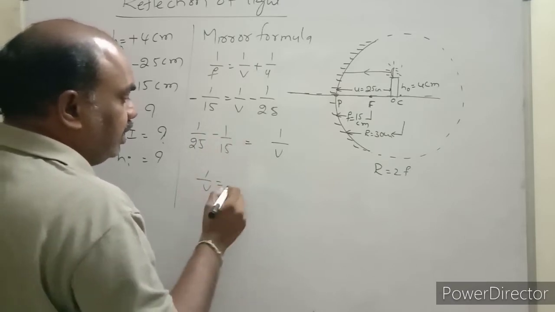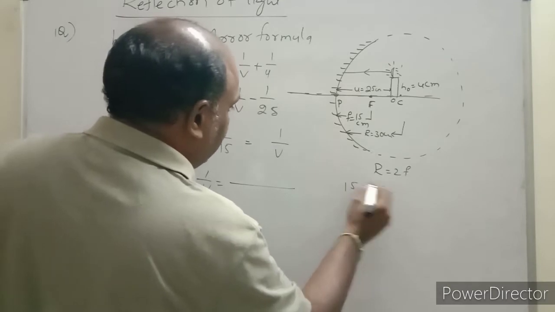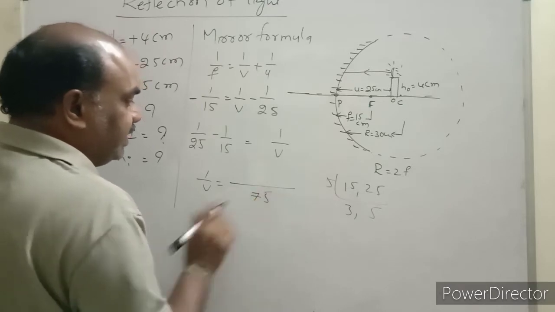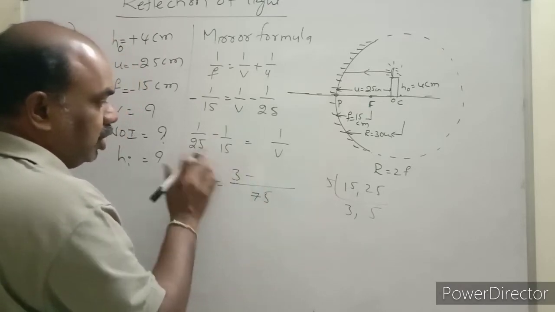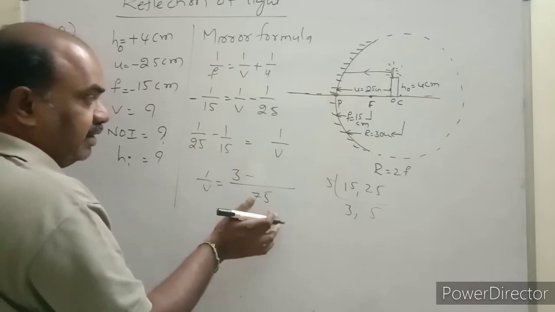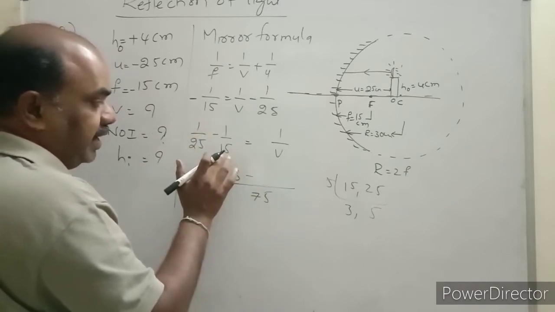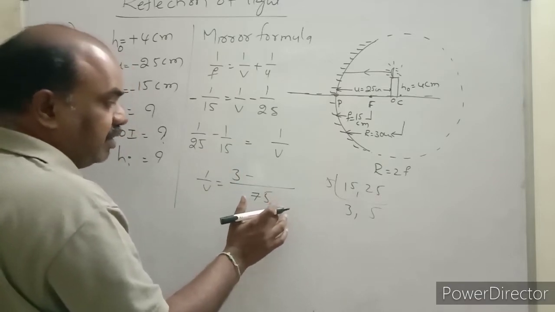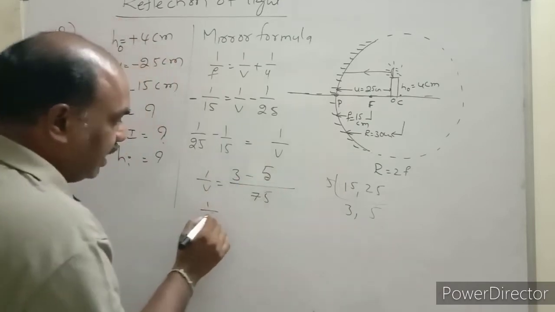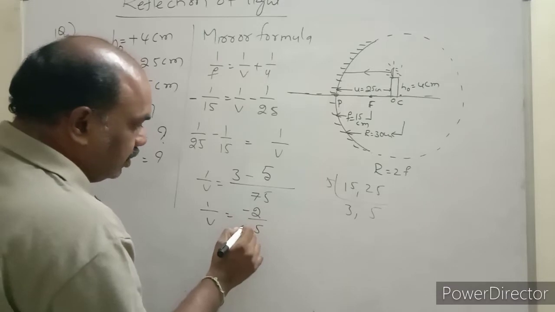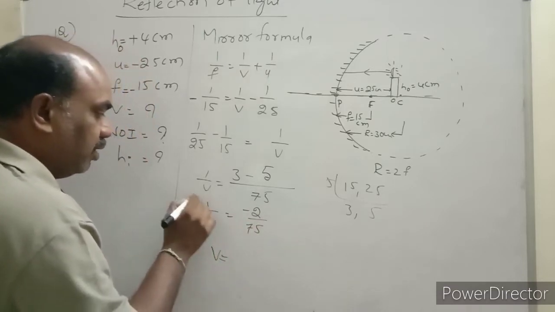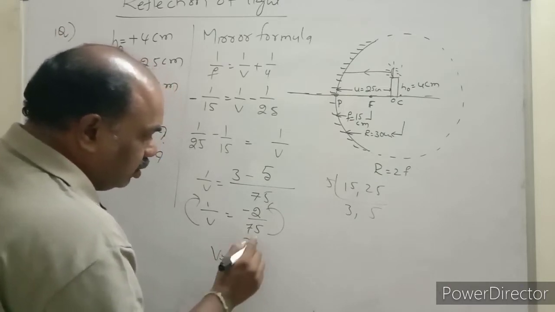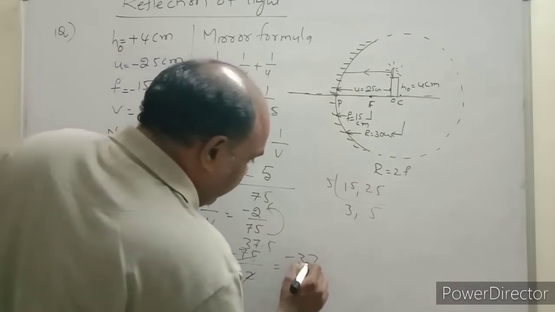So 1 by v is equal to minus 1 by 15 plus 1 by 25. What is the LCM of 15 and 25? 5 3s are 15, 5 5s are 25. So the LCM is 75. 25 3s are 75, 15 5s are 75. So 1 by v is equal to minus 5 plus 3 by 75, that is minus 2 by 75. We don't want 1 by v, we want v. Reverse it. v is equal to minus 75 by 2, that is minus 37.5 centimeter.